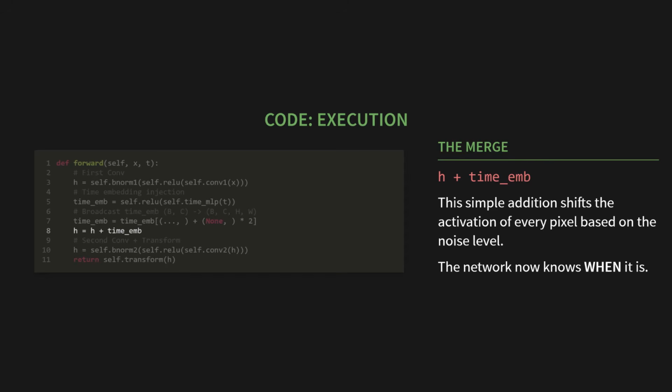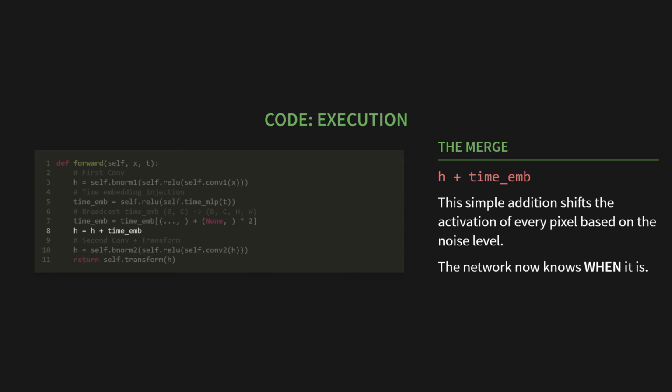h equals h plus time_emb. This simple addition is the most critical step in the whole block. Because we reshape the time embedding, PyTorch automatically broadcasts it, adding that same time signal to every single pixel in the feature map. This simple addition shifts the activations of every pixel based on the noise level. This is how the network finally knows when it is. It knows if it's at a noisy step or a clean step and can adjust its strategy.